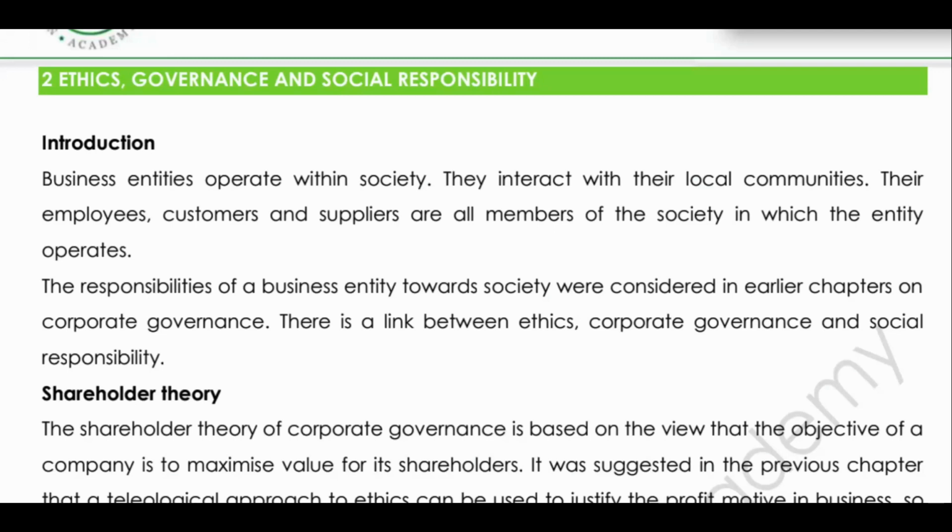So tell me, Ozana, what can you see on your screen right now? I can see ethics, governance, and social responsibility. Good. And that's the next thing we're moving to: ethics, governance, and social responsibility.